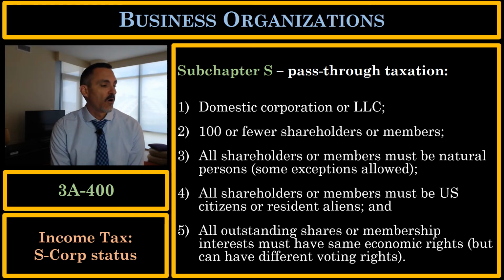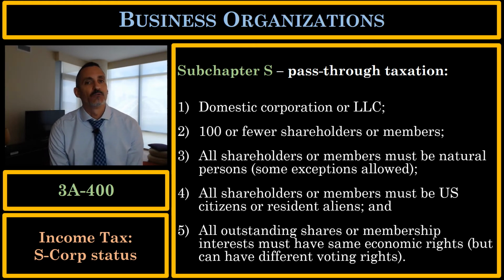And number 5, all outstanding shares or membership interests must have the same economic rights. Remember, we talked about shares, stock, any type of equity or ownership interest will have control rights and economic rights. Well, if you want to qualify for subchapter S taxation, your ownership interests must all have the same economic rights. They can have different control rights, different voting rights, but they must have the same economic rights.